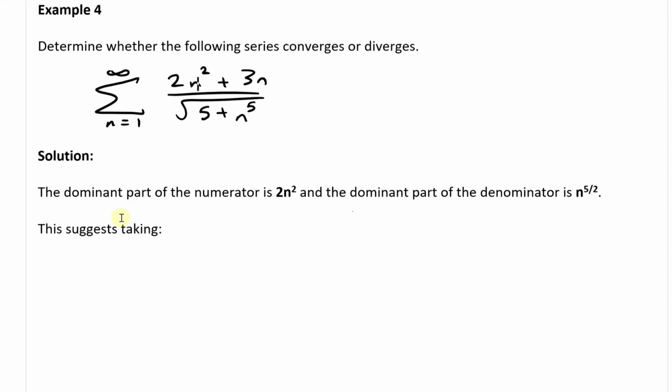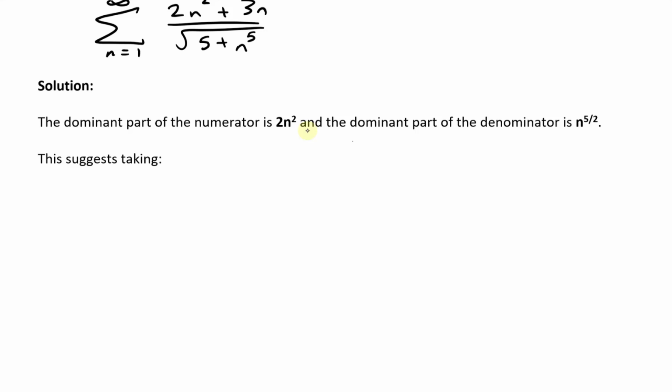So look at the solution. The solution states the dominant part of the numerator is 2n squared. So we have this 2n squared is the bigger part, bigger than the 3n, because remember we're dealing with going to infinity there. And the dominant part of the denominator is n to the power of 5 over 2, or the square root of n to the power of 5. So the same thing as writing it like that. So this suggests we'll just look at the dominant part. Instead of the 5, we'll deal with this n to the power of 5 all square root, and this 2n squared like that.